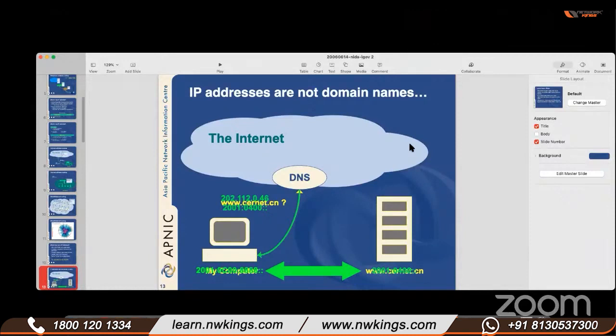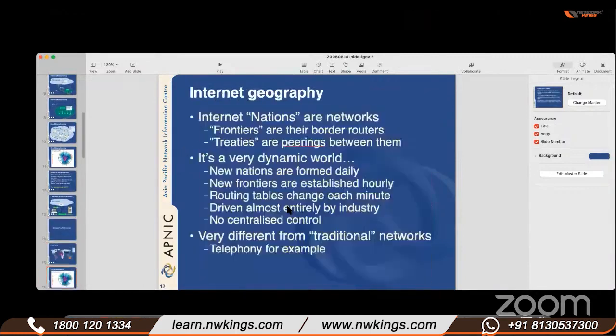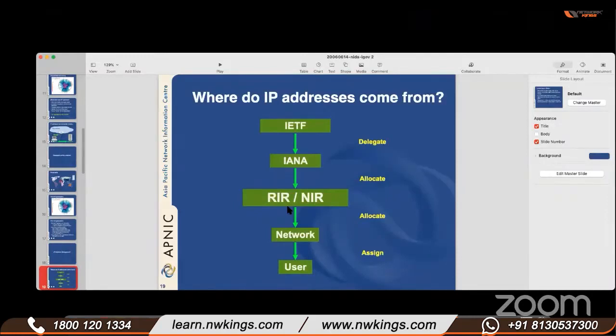So remember, IP addresses are not domain names. A domain name is your website name, like google.com, facebook.com. And an IP address is something like 202, any number. Any four decimal numbers, like if you have seen 192.168 somewhere, that is an IP address. And when you open a website like google.com, facebook.com, that is a domain name. So that's all.